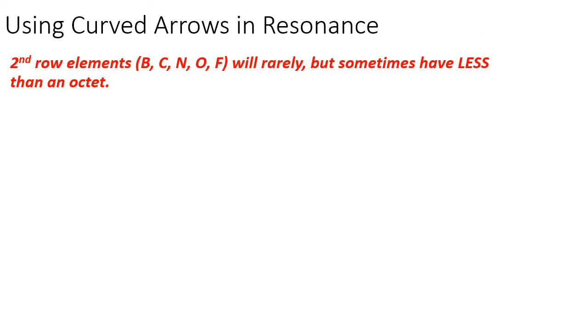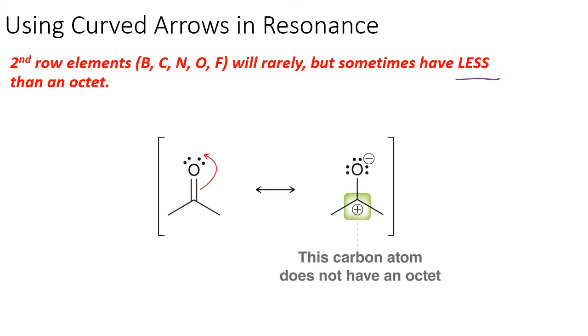Sometimes you might see second row elements having less than an octet. We said they'll never have more than an octet, but occasionally you could see resonance structures where they have less than an octet. So let's imagine that we take the pi electrons that are in between our carbon and our oxygen here, which in this case we could move to the more electronegative atom, which would be oxygen. So we use an arrow and we draw the electrons going from carbon up to oxygen. Remember, that's showing 2 electrons. And then our oxygen would now have 3 lone pairs on it.